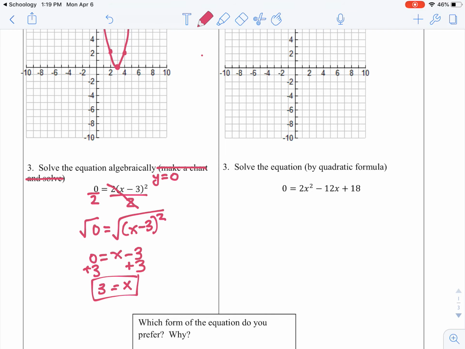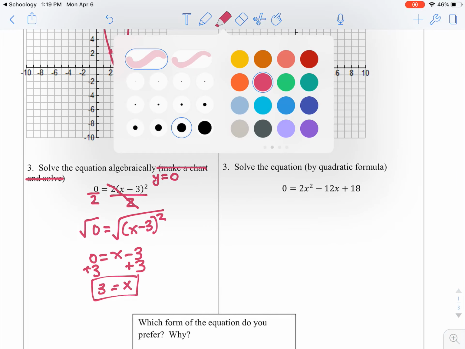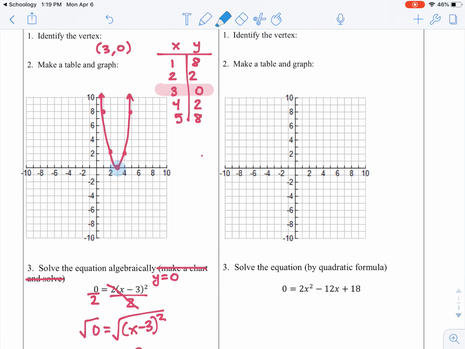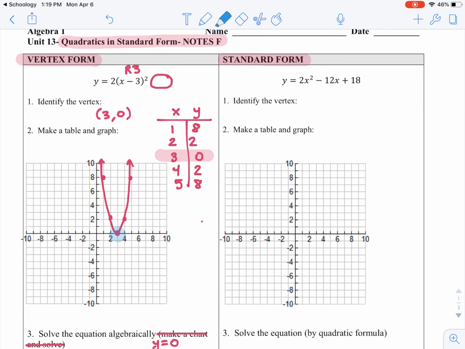So what we can see is, let's get a different color here. Let's do blue. We have x equals 3 as our solution. And if I look at my graph, that is where my graph crosses the x-axis. Okay, so that was vertex form.